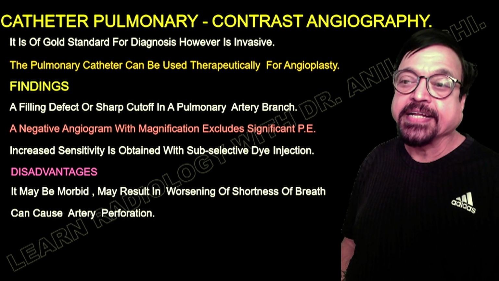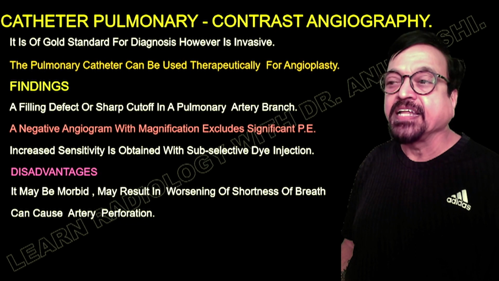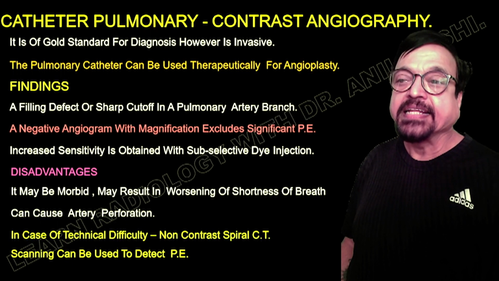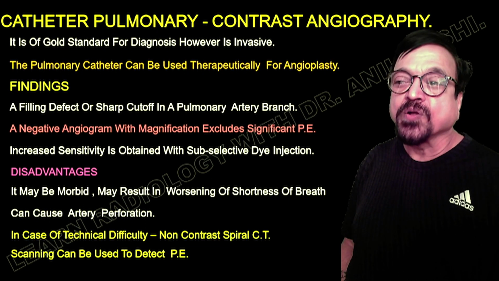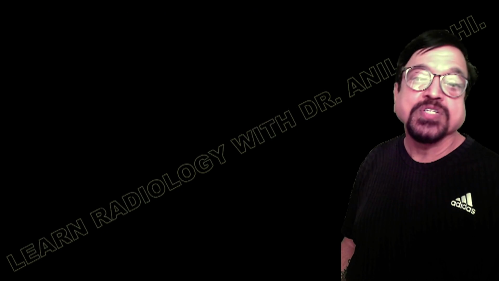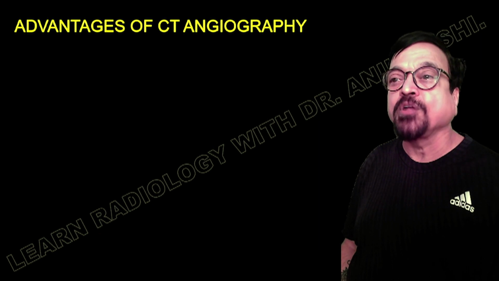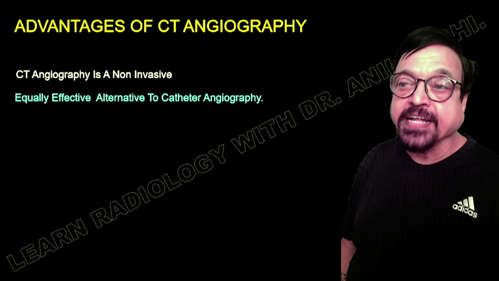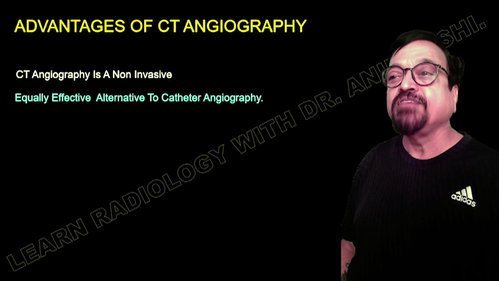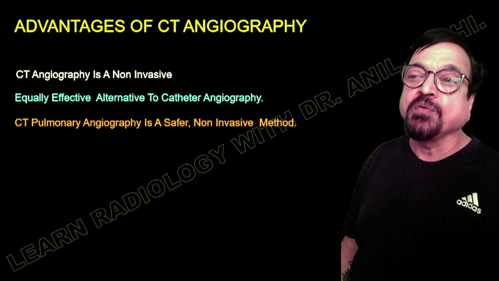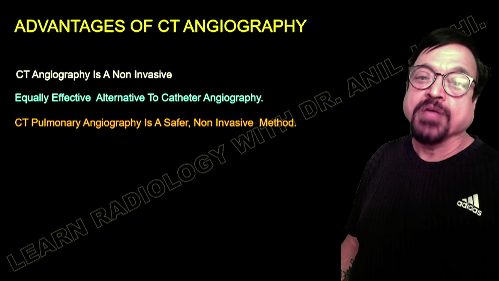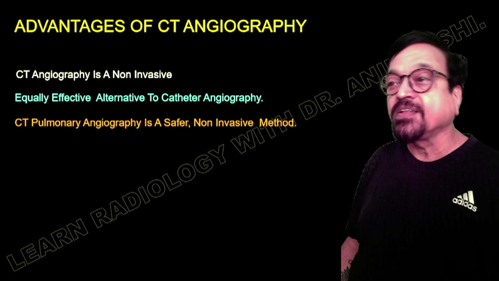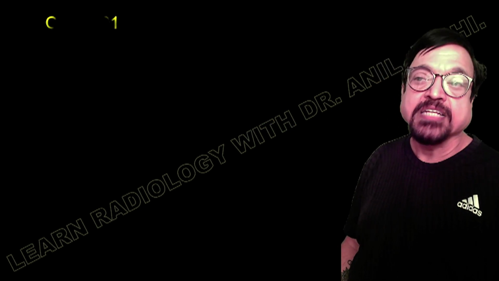Then what are the disadvantages? It may be morbid, may result in worsening or shortening of breath, and can cause arterial perforation. In case of technical difficulty, non-contrast spiral CT scanning may be used as the alternative where contrast cannot be used. Now what are the CT advantages? CT angiography has multiple advantages. It is non-invasive, equally effective, and can give you an equally good positive rate. That is what we proved in our study. CT angiography is a safer, non-invasive method, and therefore is preferred in our center.